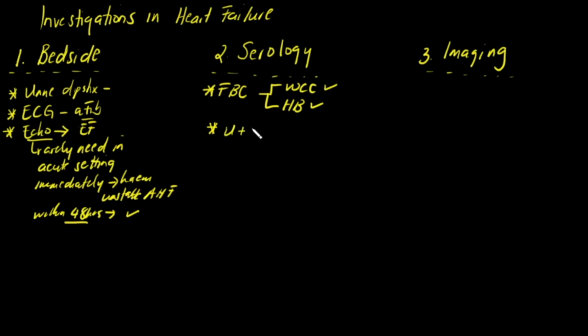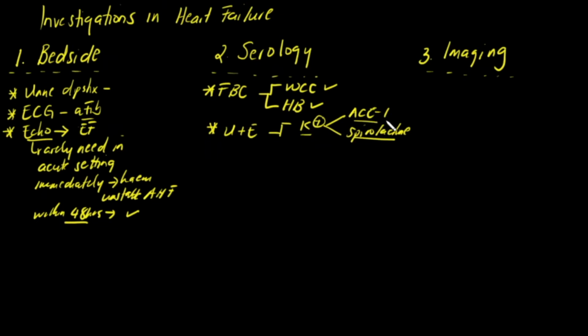Then you move on to your urea and creatinine, your GFR calculation, and your U&Es. This is very useful because remember, you want to know especially your potassium levels. Potassium levels are important because if the patient is already hyperkalemic, you do not want to use ACE inhibitors. You would want to correct that before you give your spironolactone, because remember, spironolactone is potassium sparing, so it will cause hyperkalemia.